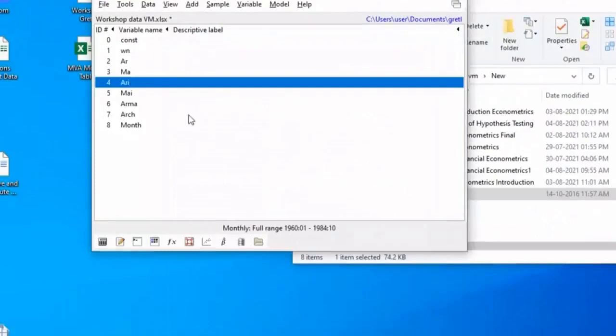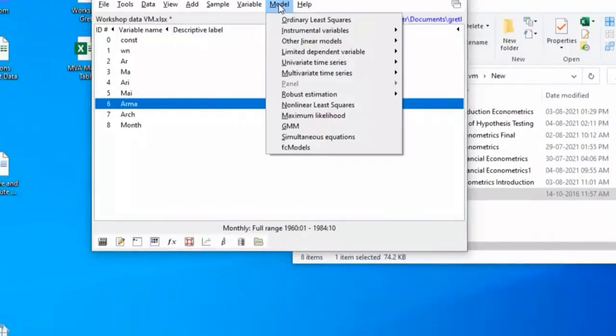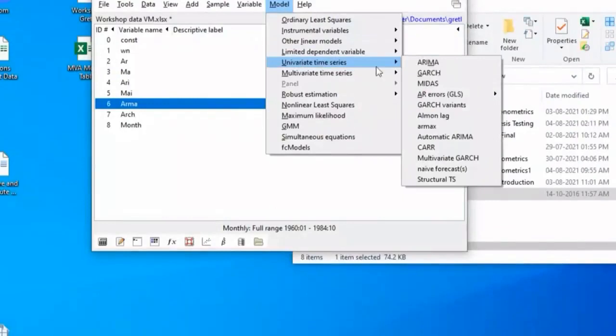For that purpose, suppose we are taking this variable, the sixth variable, ARMA. Then here we go to the model and see the univariate time series. Here we have the ARMA. I told you earlier, fitting an ARMA model is a time-consuming trial and error method. Just a feel of that I shall give you by clicking this one.